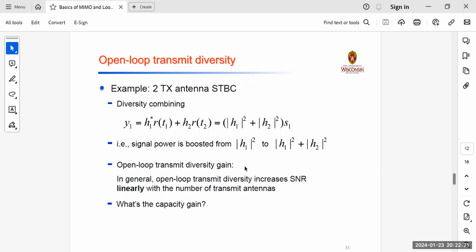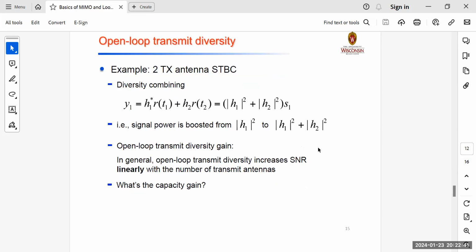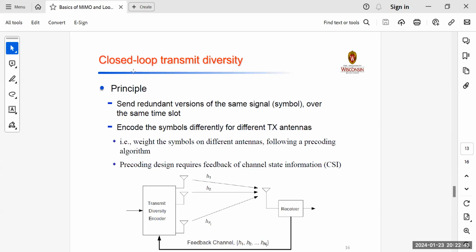The open loop transmit diversity gain: in general, open loop transmit diversity increases SNR linearly with the number of transmit antennas. So it is a linear increase, where we had H1 square for the power, and now we have H1 square plus H2 square. The next one is the closed loop transmit diversity.